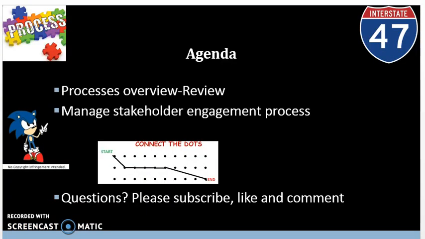Today's agenda will be going over reviewing the PMBOK process table as well as the 46th process of Manage Stakeholder Engagement.